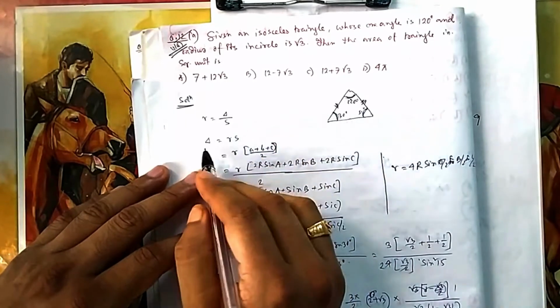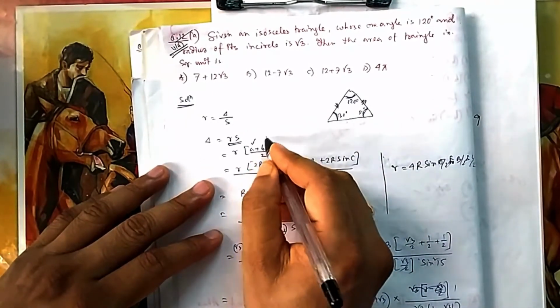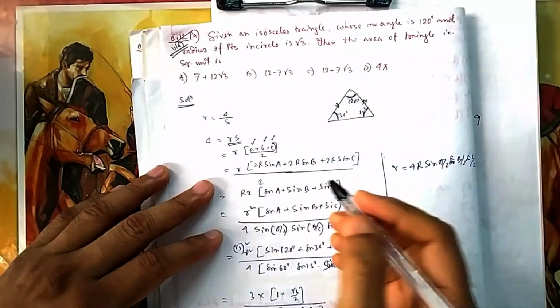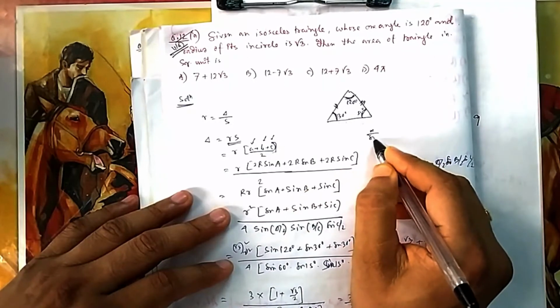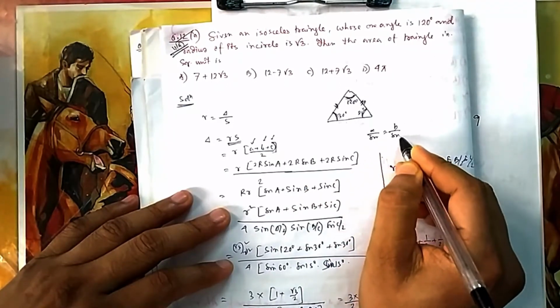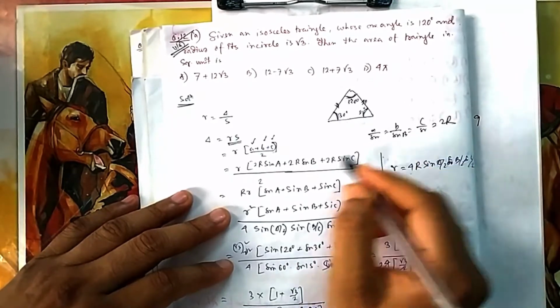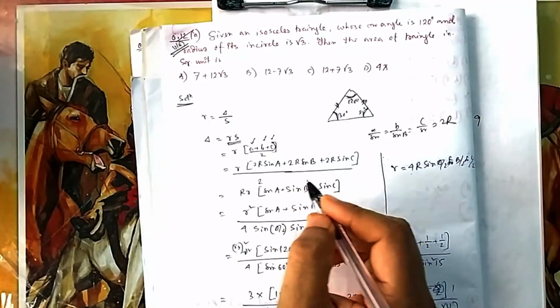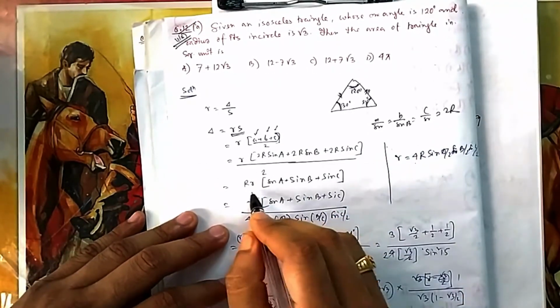That's it. So delta is equal to r into s. So s you know, a plus b plus c by 2. So we will replace all a, b, c in terms of angles. How to represent? That is the way to represent. a by sin A, b by sin B, you remember this one, and c by sin C is equal to 2R. So you represent this one. a is equal to 2R sin A, 2R sin B, 2R sin C divided by 2. Okay, so if you do it, it is something of this fashion.